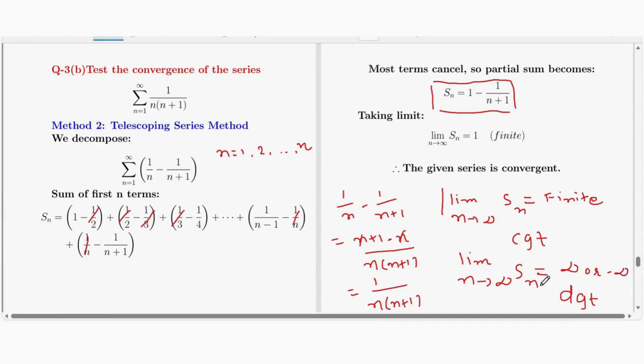Okay, so now apply limit on Sn. So limit n tends to infinity Sn. Now here apply limit. So 1 as it is. Here 1 upon infinity. N is replaced by infinity. So 1 upon infinity. This value becomes 0. Okay. So what is my answer? My answer is 1. And 1 is what? Finite number. So what we conclude? The given series is convergent series. Okay. So this is the other method to find the convergence of the same problem. Either you can find the solution using comparison test or using the telescoping series method.